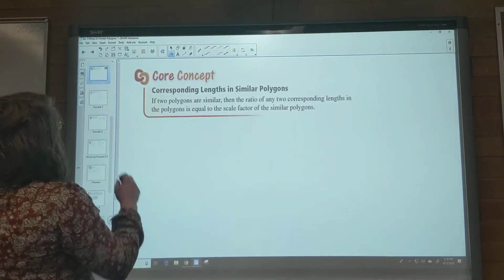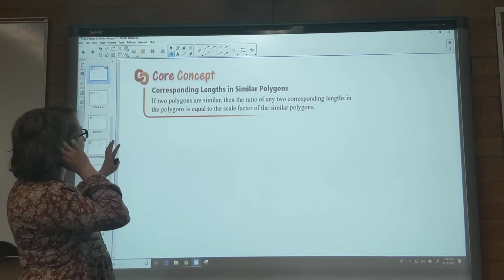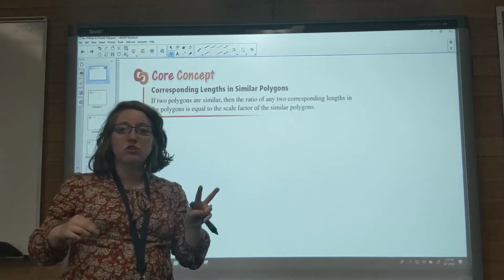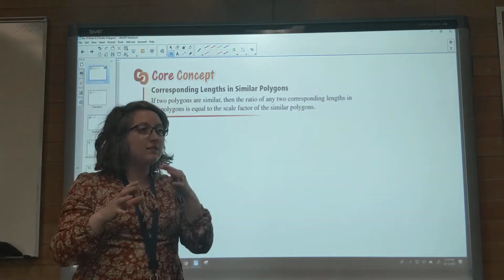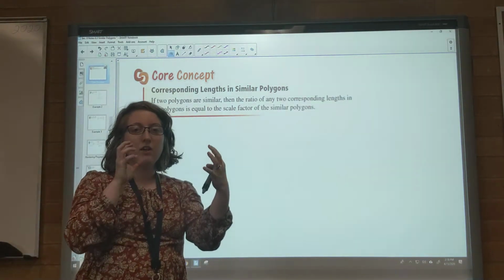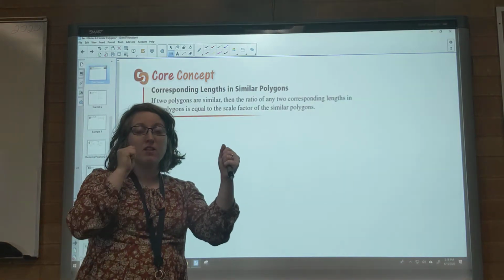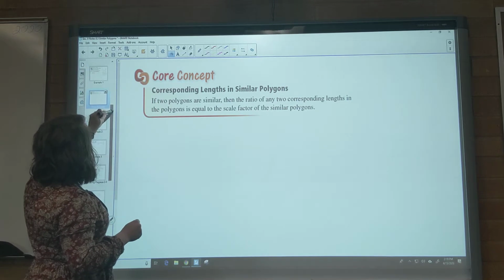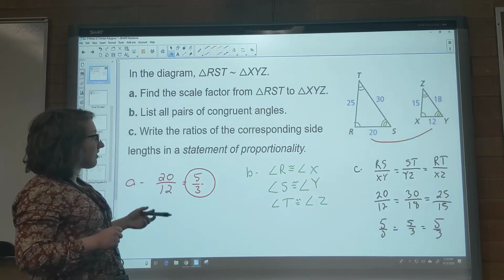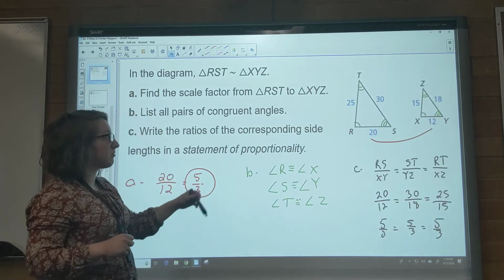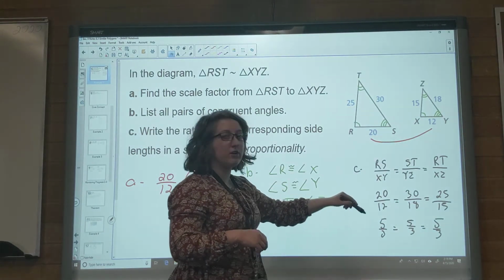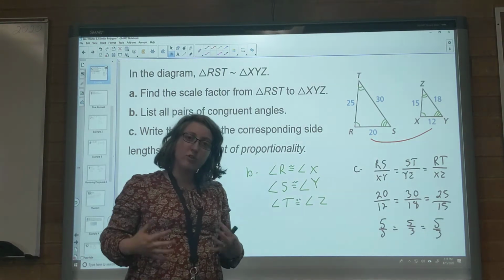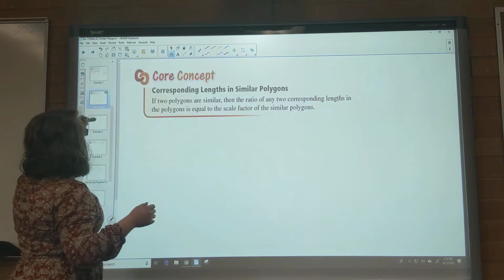Okay guys, this slide is just saying that if you have two shapes that are similar, any sides that you pair together that match up are going to come out with a scale factor. So on our problem that Mr. Lee just did for us, the scale factor is 5/3 because we matched two sides up, we found the ratio, it's 5/3. So that's also the scale factor. So that's all that's saying.